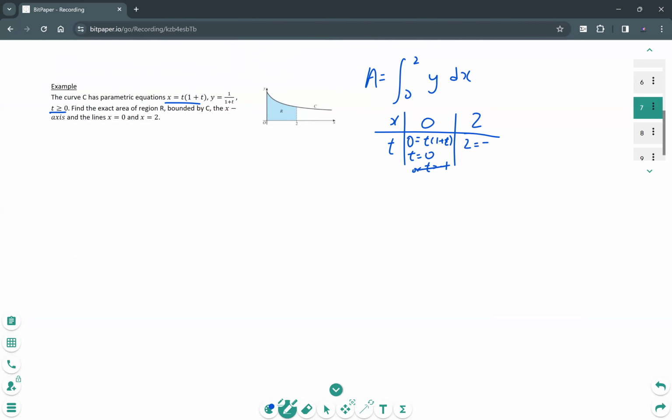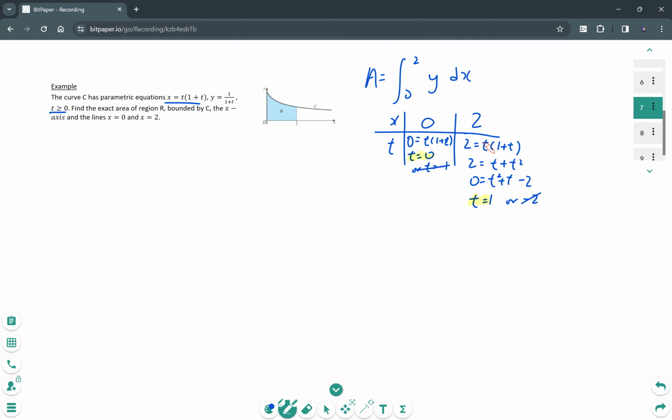Next one, 2 equals t times 1 plus t. You do have to expand the bracket in here and then try to solve it: 0 equals t plus t squared plus t minus 2. Put it in a calculator, and you should get t equals 1 or minus 2. Again, you reject the negative number. So there you go, you've got t equals 0 and t equals 1. So we can change the new range into t from 0 to 1.